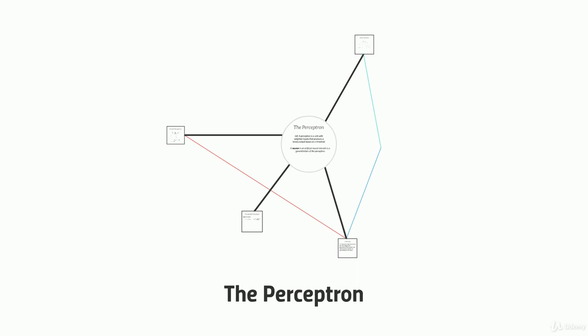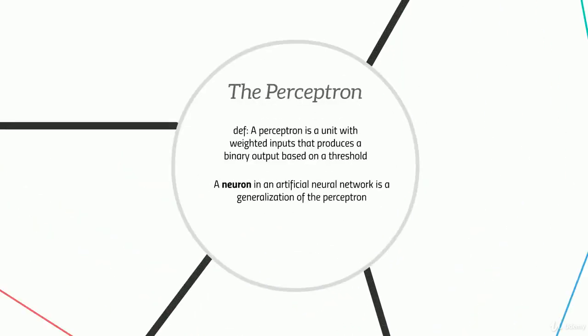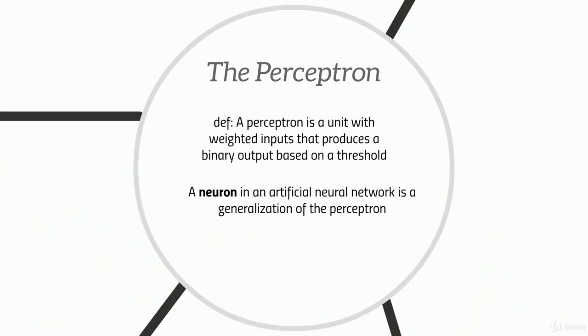So let's get started. The perceptron is a unit with weighted inputs that produces a binary output based on a threshold. This is exactly what a neuron does in an artificial neural network. As a result, a neuron is just a generalization of the perceptron. Perceptrons were conceived of first, and then they were actually applied in neural networks. These are simple processing units that receive an input and produce a binary output based on a threshold.